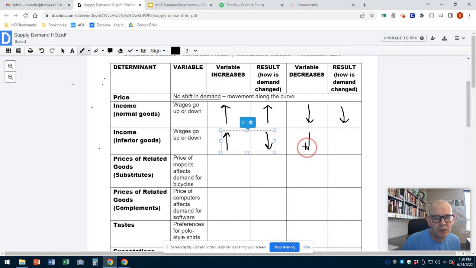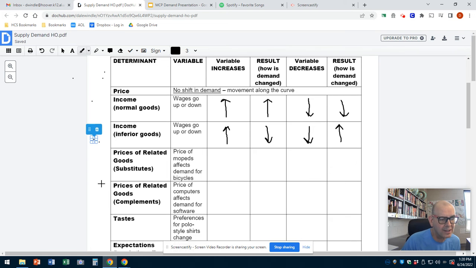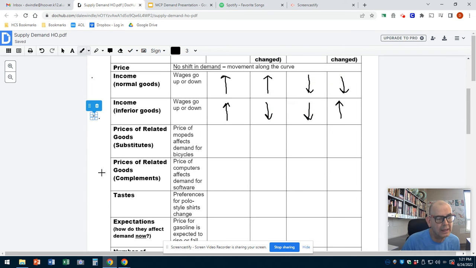But let's say our wages go down. Our demand for inferior goods is going to go up by the very nature of inferior goods. We can't afford steak. We've got to buy more spam, right? All right, another thing. Now I said price. The price of gas does not affect the demand for gas, but the prices of related goods do.